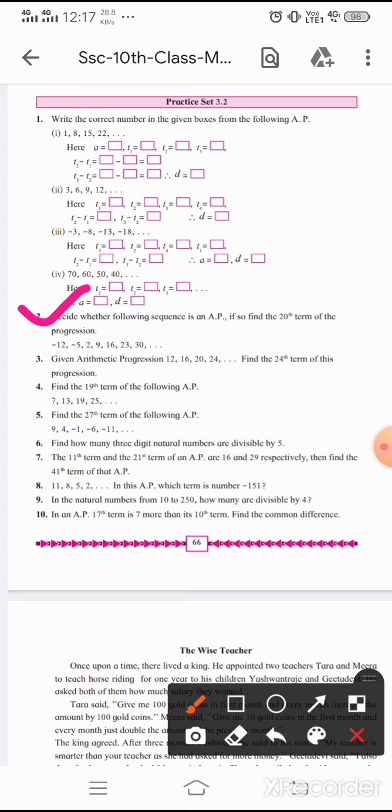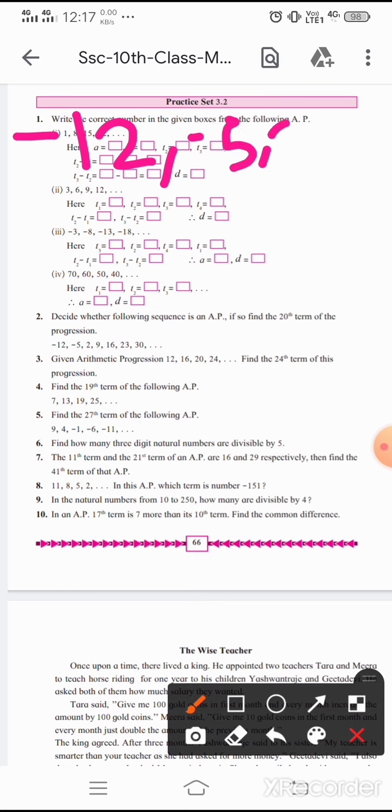If it is in AP, अगर वो AP में है तो हम लोग को 20th term find out करना है. Okay, this is the question. So how can we find out whether it is in AP? Just see the common differences. If you are having equal common differences, that means constant, so it is in AP, right? So the first term is minus 12, then minus 5, 2, 9, 16.